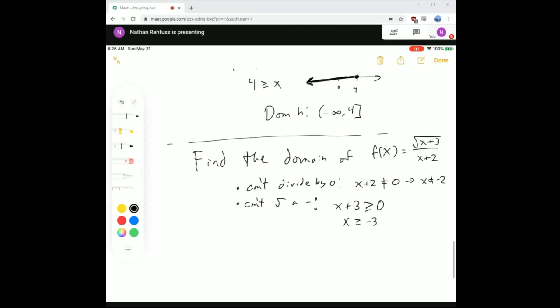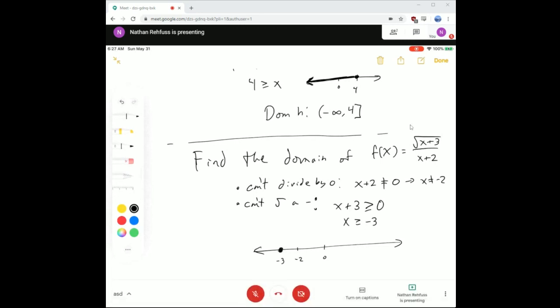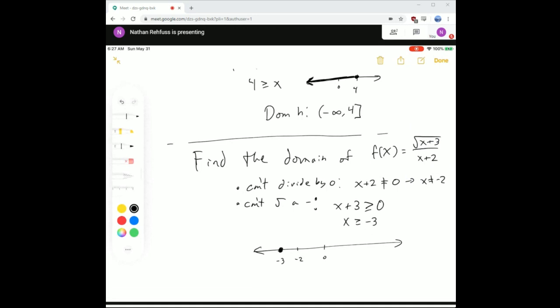So here's my solution set. Here's 0. I'd better draw negative 2 and negative 3. It can't be any smaller than negative 3, so negative 3 is the minimum. If I plug in negative 3, everything works. It's the square root of 0 divided by negative 1. That's 0, so that's fine. Anything even a tiny bit smaller, and we're into complex territory, and that doesn't fit with functions.